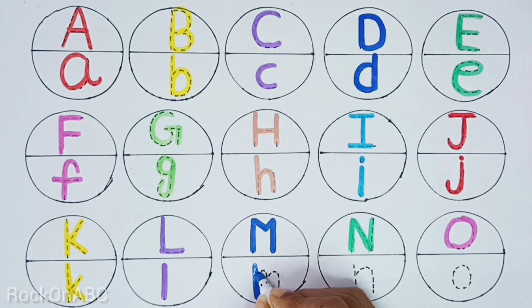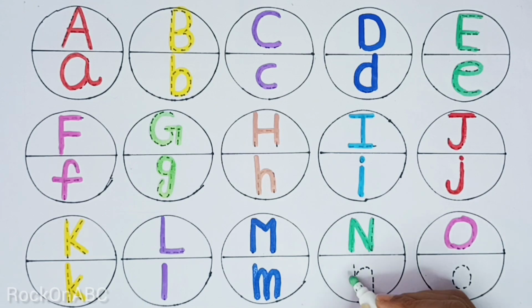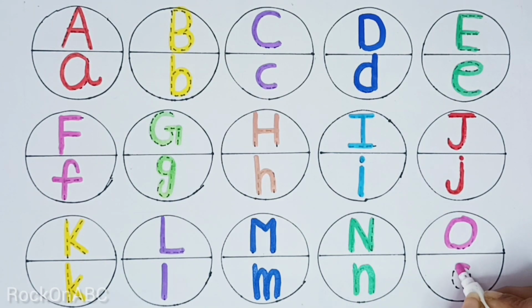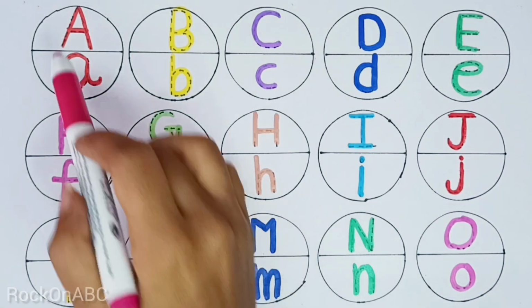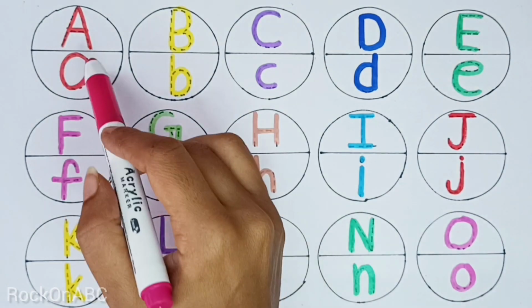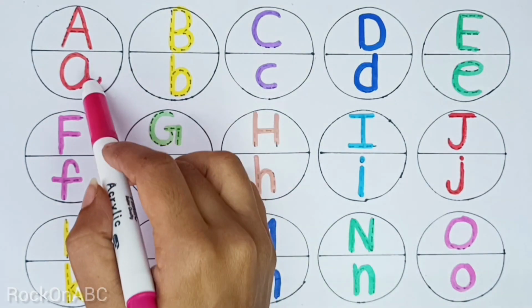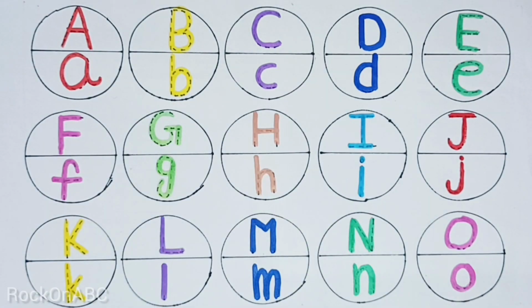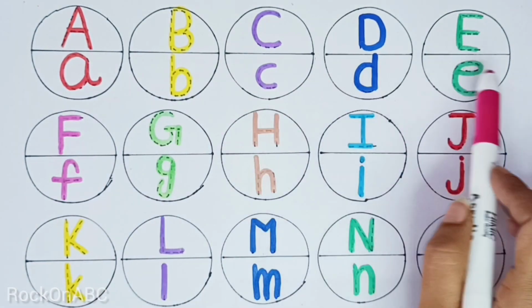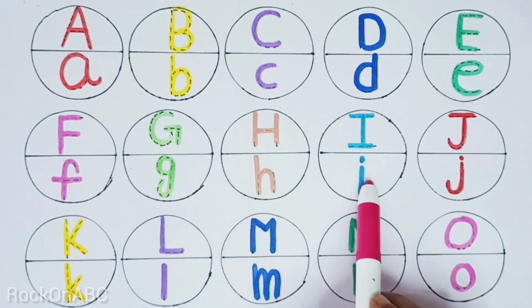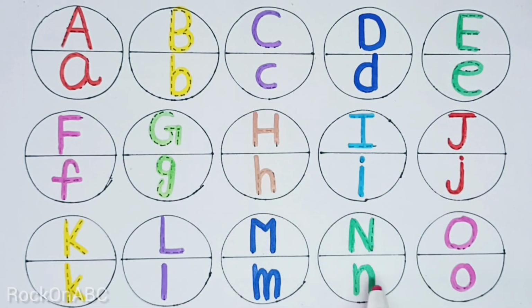Small m. Navy blue color. Small n. Green color. Small o. Pink color. Very good. You have completed capital A to O and small a to small o. A, B, C, D, E, F, G, H, I, J, K, L, M, N and O.